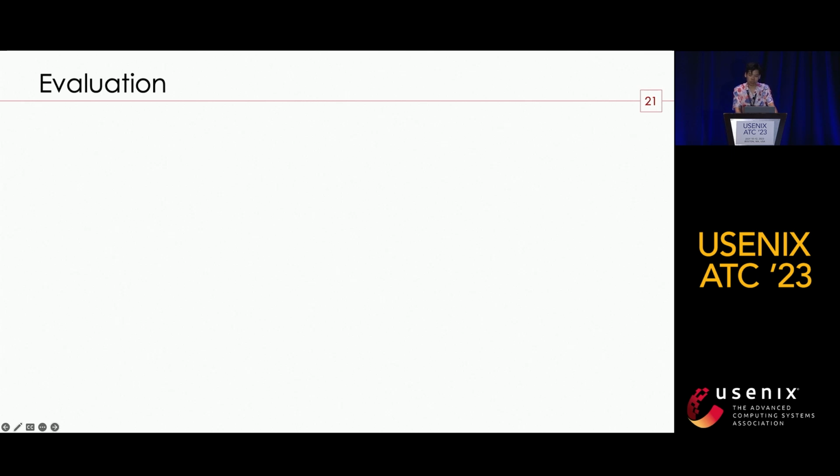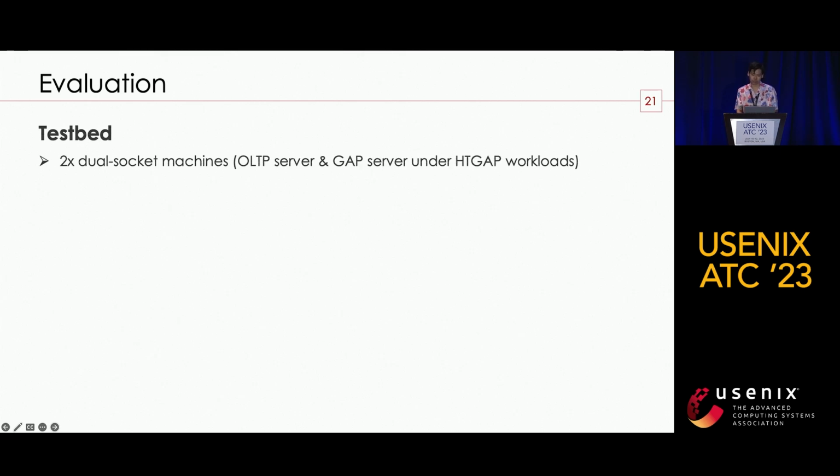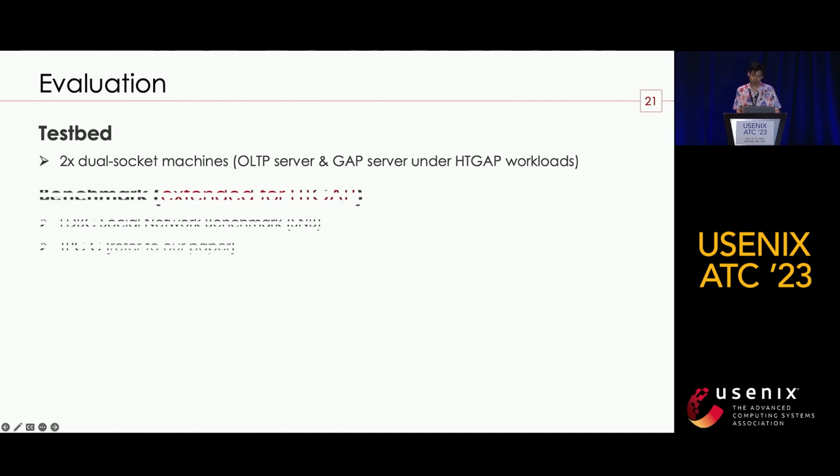Next, let's talk about the evaluation of our system. We conduct our experiments on two machines. One served as the OLTP server, while the other served as a GAP server. We extended the standard benchmarks LDBC and TPCC to accommodate HTGAP workloads, since there are no standard HTGAP benchmarks now. So we have to extend the original OLTP and the GAP benchmarks and mix them as the HTGAP benchmarks.